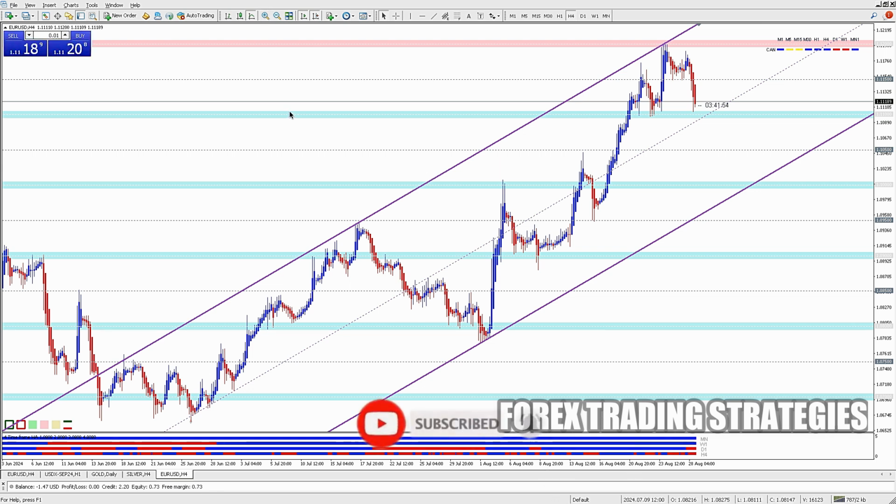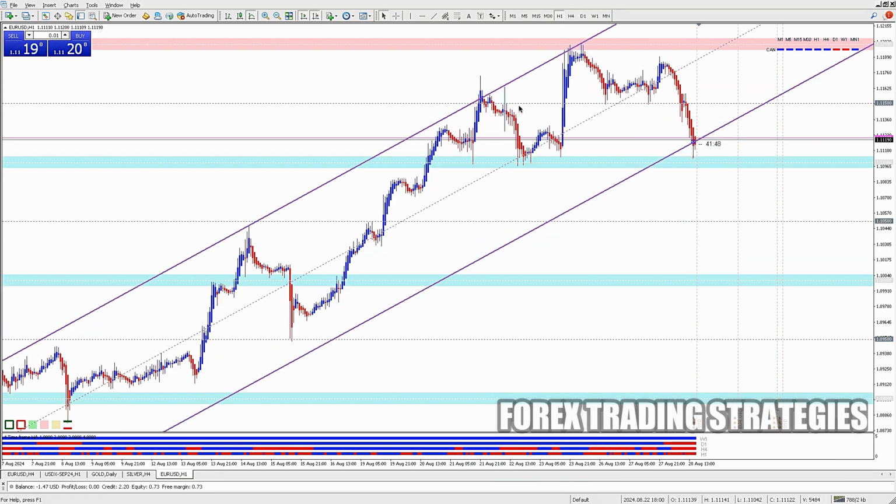Another advantage of ECN accounts is greater transparency. You can see the exact prices and conditions under which you're trading, providing you with a clearer understanding of the market. This transparency can help you make more informed trading decisions and reduce the risk of unexpected losses.